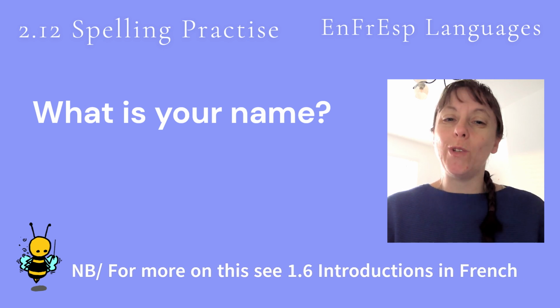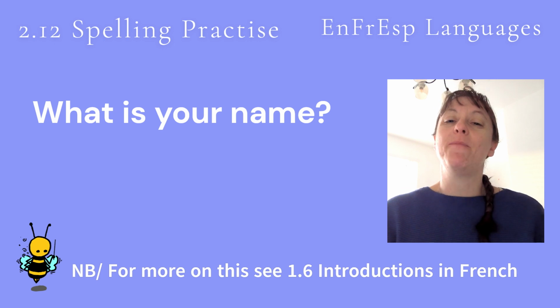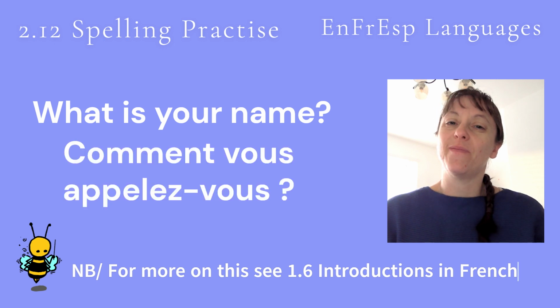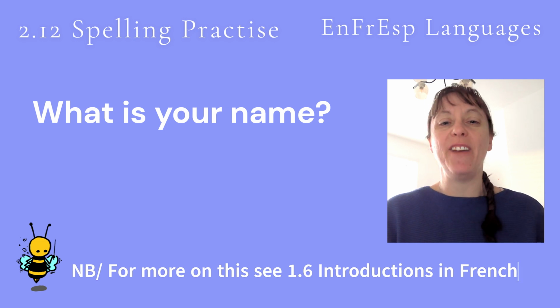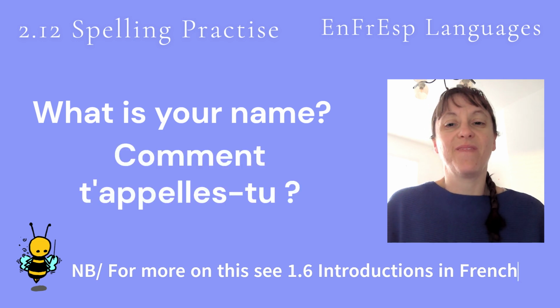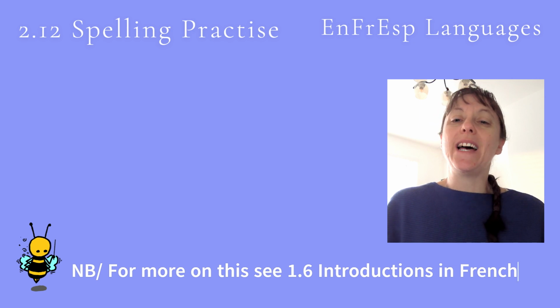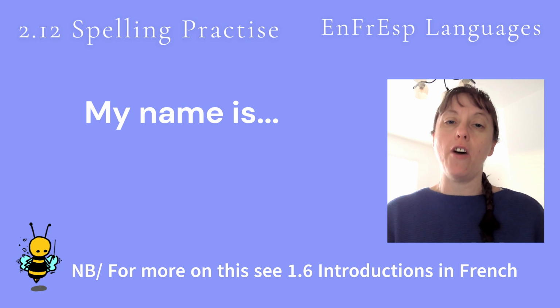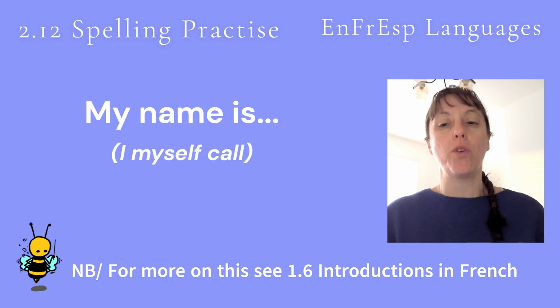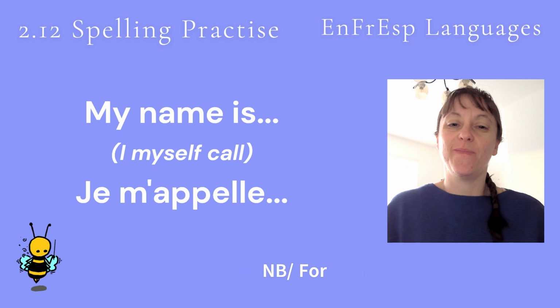If it's a formal situation, you would say, Comment vous appelez-vous? And if it's an informal situation, you would say, Comment t'appelles-tu? To answer, my name is, we would literally say, I call myself, but in the order, I myself call. Je m'appelle.